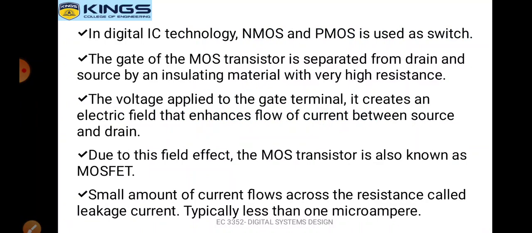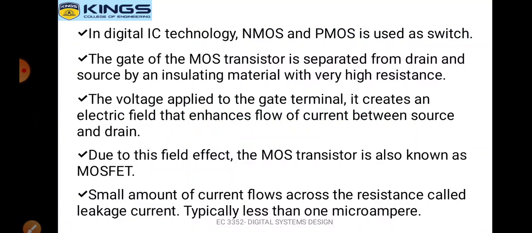The gate of the MOS transistor is separated from the drain and source by an insulating material with a very high resistance. If we apply some input voltage to the gate terminal, it creates an electric field that enhances the flow of current between source and drain. Due to this field effect, the MOS transistor is also known as MOSFET.